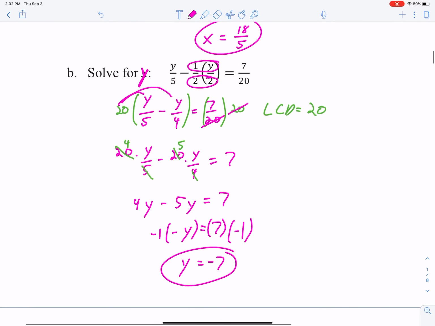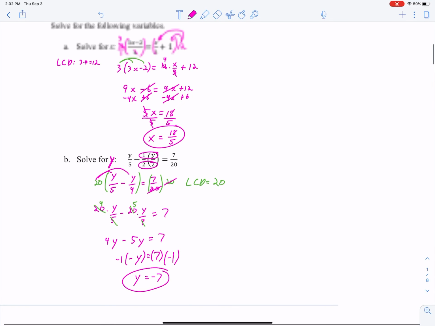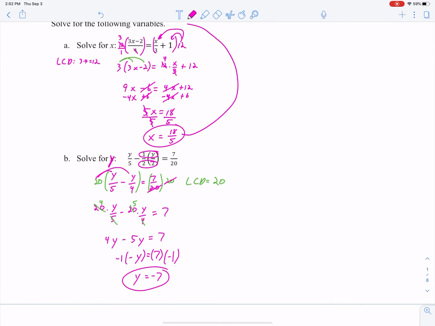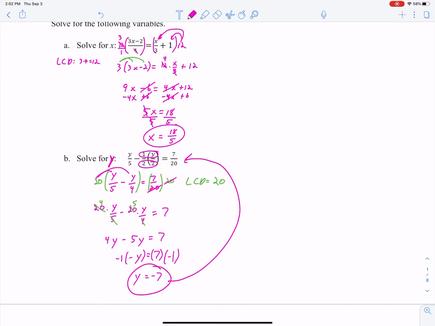Now, if you remember back, there's an easy way to check, actually both of these problems. There's a way to check and see if you got the right answer. You just take the answer you got and plug it in for all the x's in part A, and simplify. You should get the same thing on both sides of the equal sign, and same thing for the one we just did. You should plug in for all the y's, and you'll get 7/20. Okay, so always check your work. It's always a good thing to do.